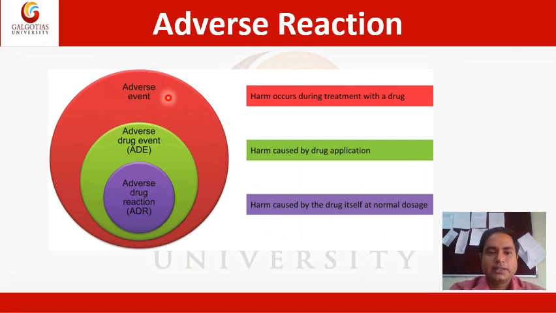And here we can see that the adverse drug reaction is a subset of adverse drug event, and the adverse drug event is also a subset of adverse event. So adverse event is a broad term that includes the adverse drug event as well as the ADR, which is an adverse drug reaction. When the harm occurred during the treatment with a drug, it is called the adverse event.